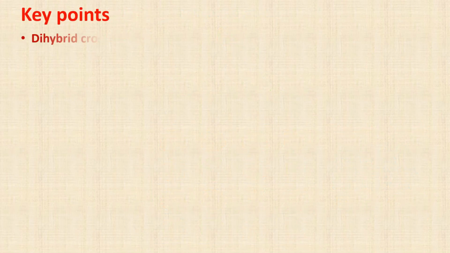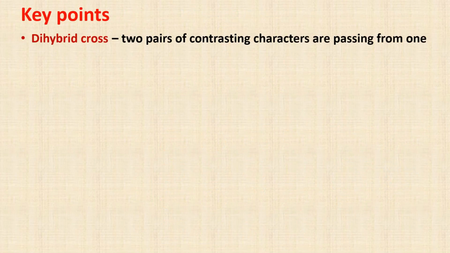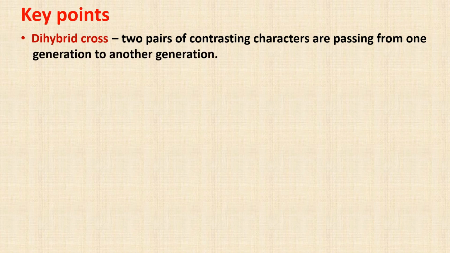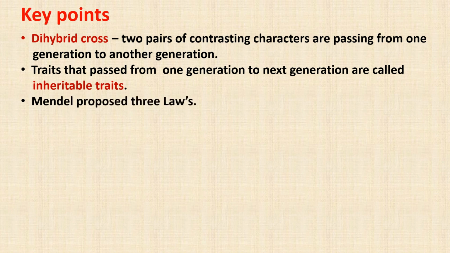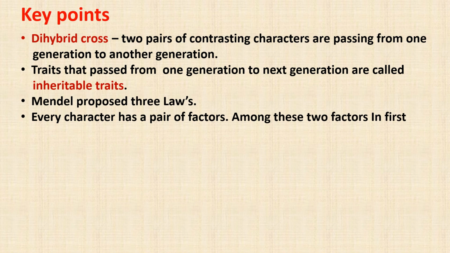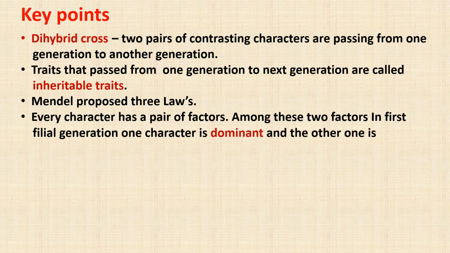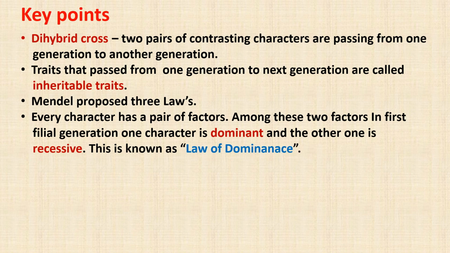Key points: dihybrid cross means two pairs of contrasting characters are passing from one generation to another generation. Traits that pass from one generation to the next generation are called inheritable traits. Mendel proposed 3 laws. Every character has a pair of factors. Among these two factors, in the first generation, only one will be dominant, the other one is recessive. This is known as the law of dominance.